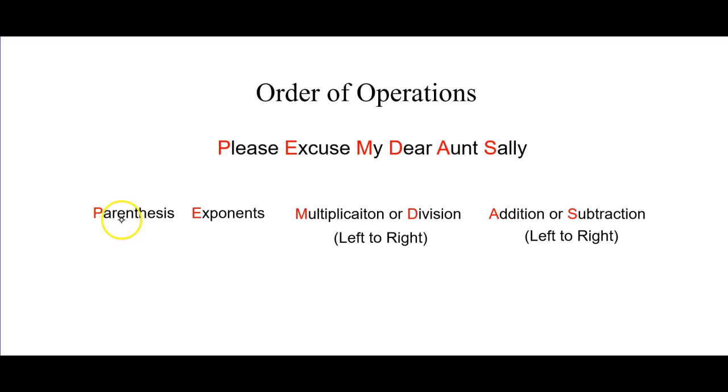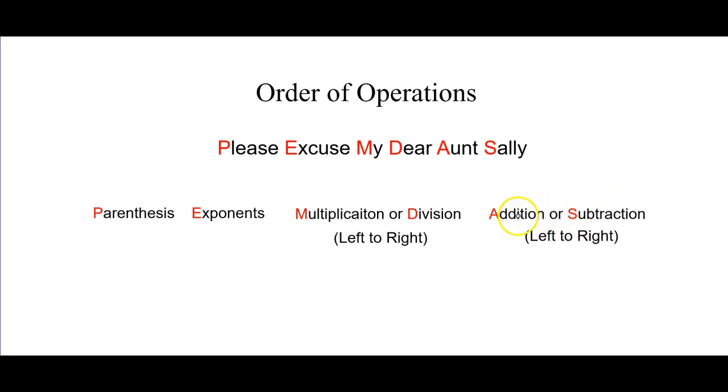So we start with parentheses. Anything inside of parentheses, we work those out first. Then we move to exponents. And then we do multiplication or division. And that's key. It could be either one. Just because multiplication is listed first doesn't mean you do multiplication before division; you work from left to right. And then we do addition or subtraction from left to right.